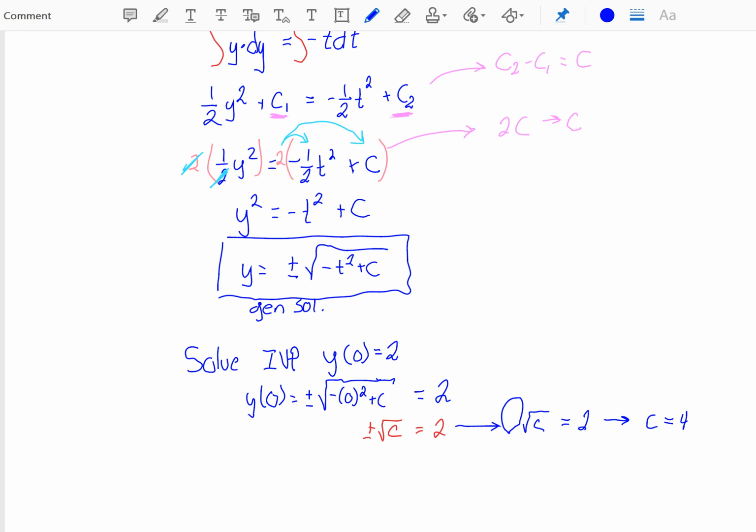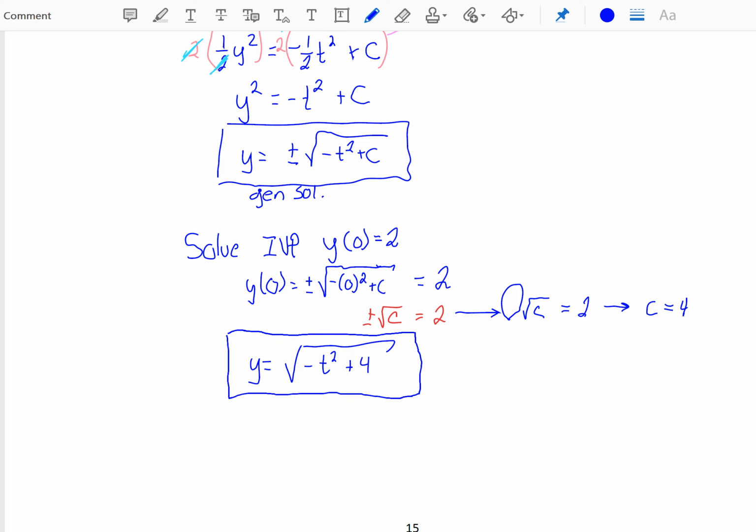This gives us the solution to our initial value problem as y equals, well, we said only going to keep the positive root of negative t squared plus 4. This is the solution to our IVP. I hope this is helping you. Let's look at another example.